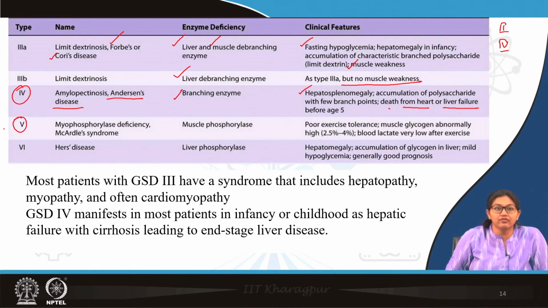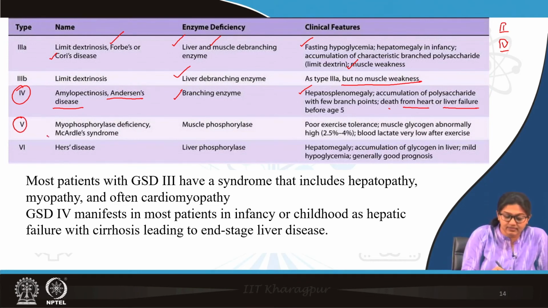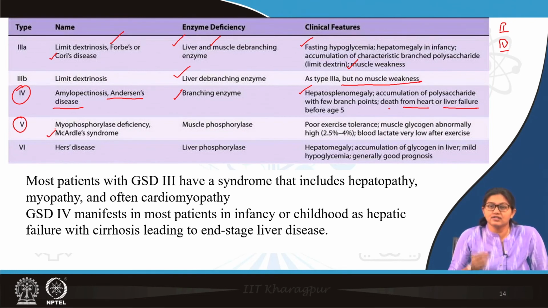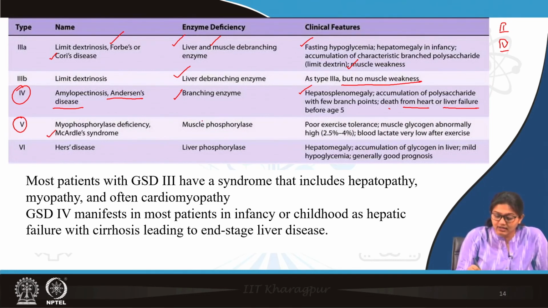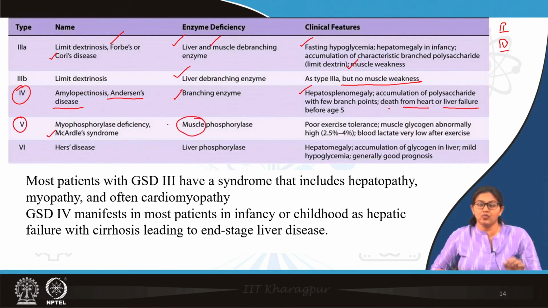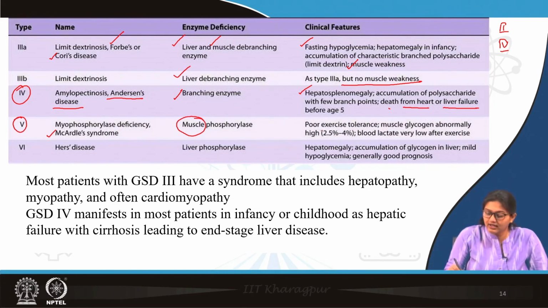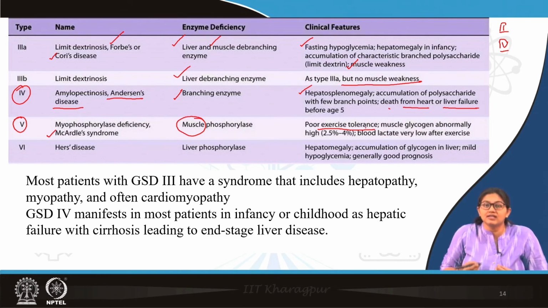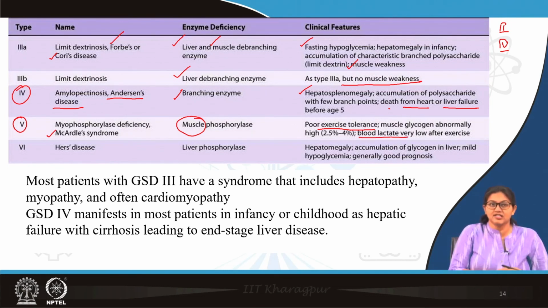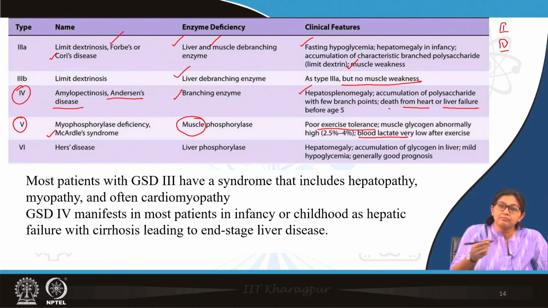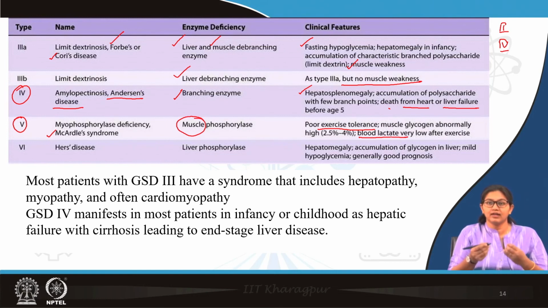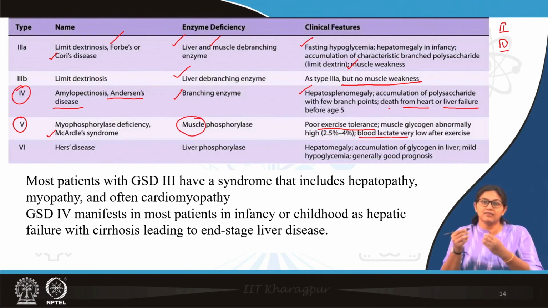Moving to type 5, which is known as McArdle's. The deficiency is in phosphorylase, the muscle isoform of the phosphorylase enzyme. So the manifestation will be from muscles. Again here is exercise intolerance, we have discussed. Muscle glycogens are used up easily, giving rise to exercise intolerance, which causes hyperlactatemia in these patients.